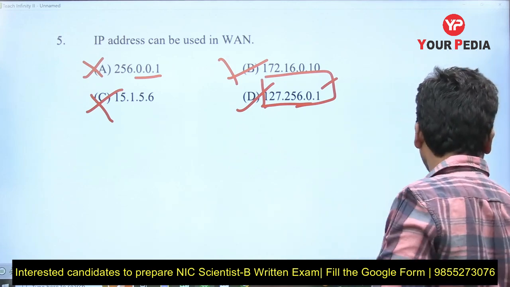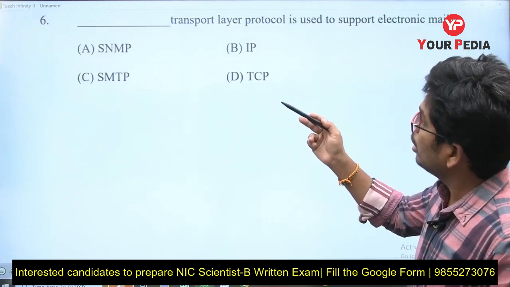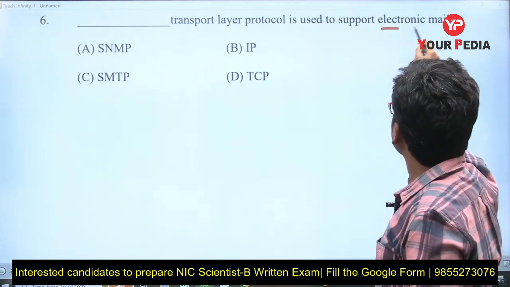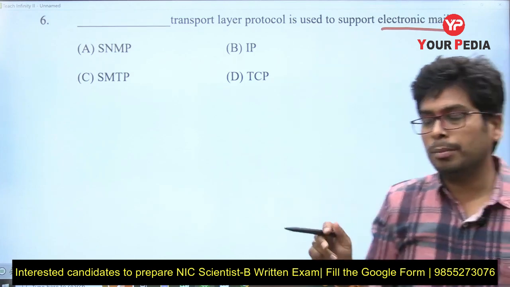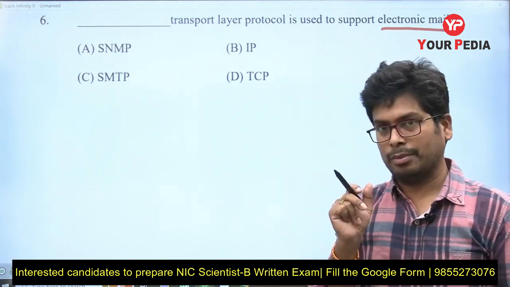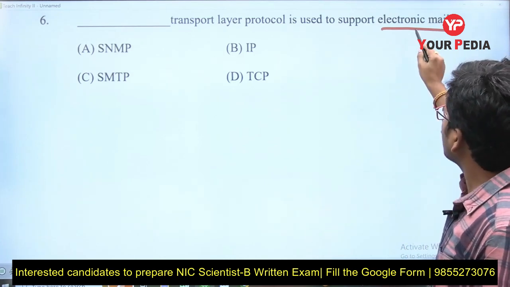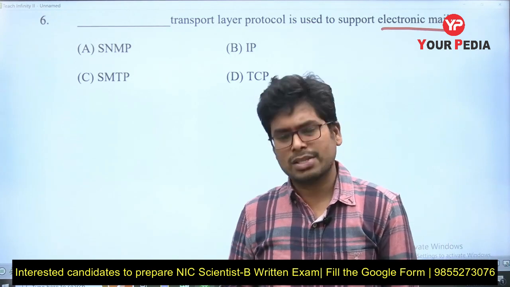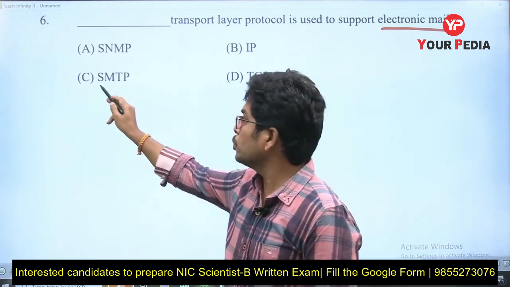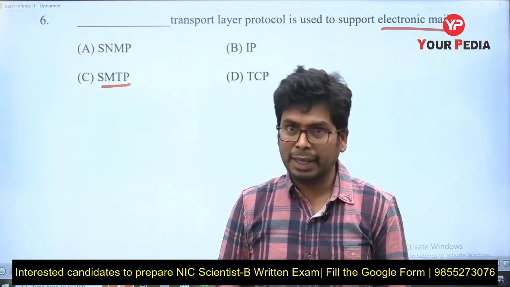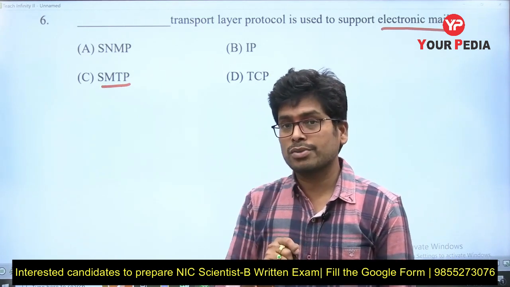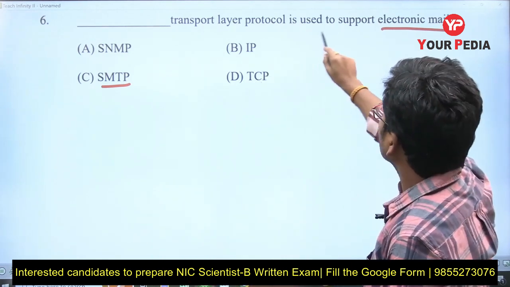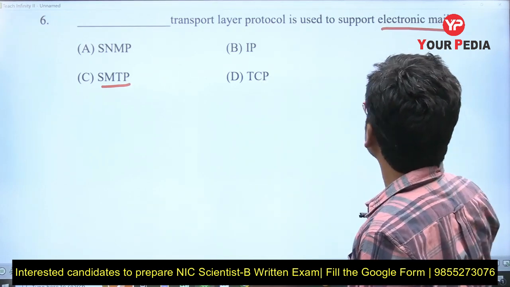Okay, next, coming to the next question: dash transport layer protocol is used to support electronic mail. Please remember, the question may be twisted. Generally, what type of protocol is used to transfer mail? The general answer is Simple Mail Transfer Protocol. SMTP is used to transfer data in the form of a mail. But the question is, which transport layer protocol is used to send the data?